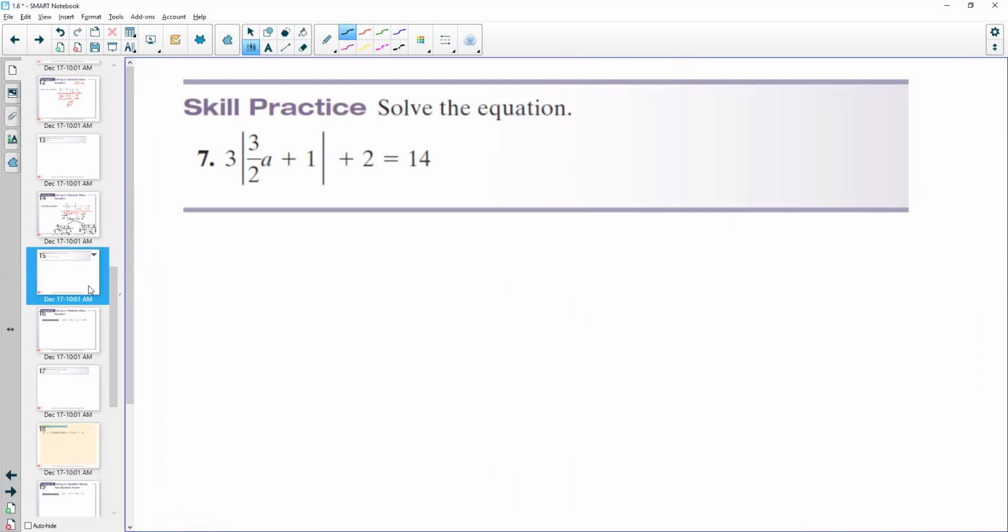Okay, this is the next one. This works exactly the same way. You should try it. When you get done, you should get a equals 2.